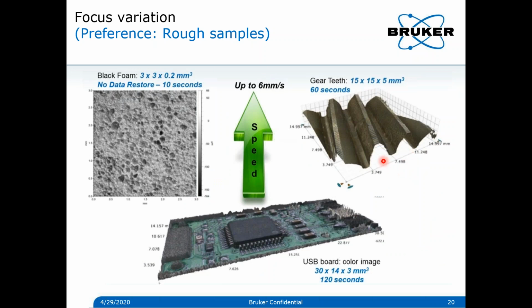The focus variation also has the advantage of high speed, which helps us to collect a large amount of data. If you look at the number, 60 seconds, with the kind of volume which we are looking at, this is actually not achievable by white light interferometry. It can be done by focus variation.